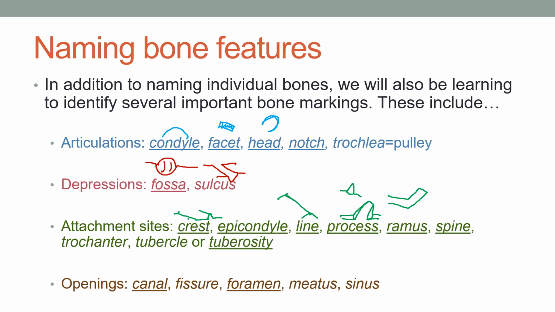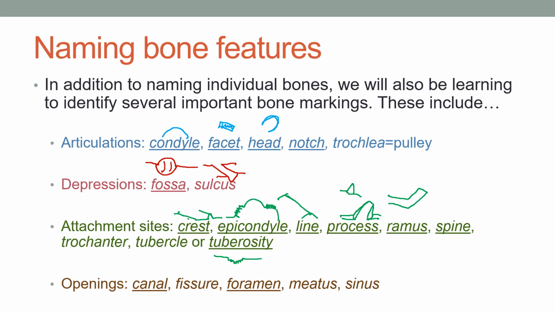An epicondyle: if you have one of those nice smooth condyles to form a connection between one bone and another, there might be a rough patch on either side of that for attaching a tendon. Those are called epicondyles. If you find a rough patch like that somewhere else on the bone that's not right next to a joint, that's often called a tuberosity.